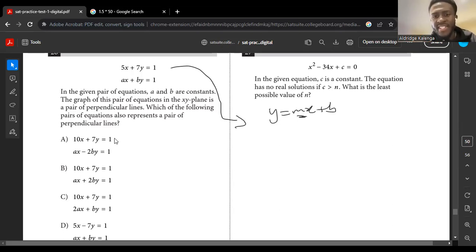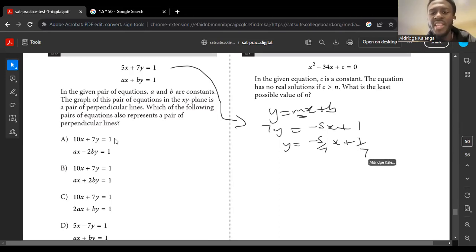Look at this. If we make y the subject of the formula here, we have 7y equals -5x plus 1. So y equals -5 over 7 x plus 1 over 7. So our gradient is -5 over 7, right? I want to show you guys that whenever you have the x's and the y's on the left side, and you have the constant on the right side, if this will ever help you guys, I hope you can take this.